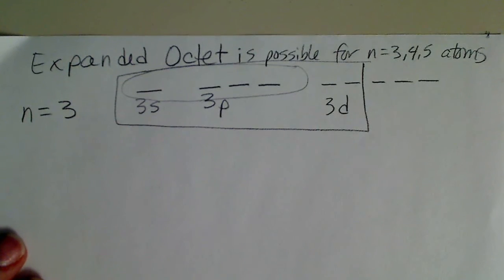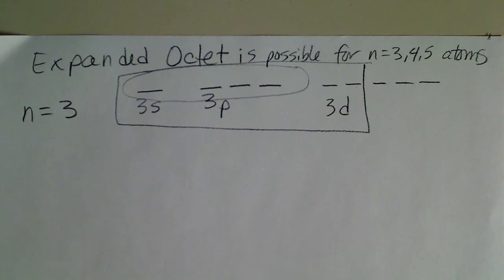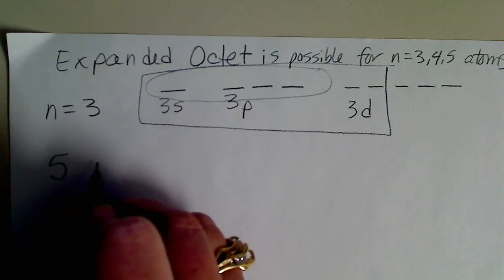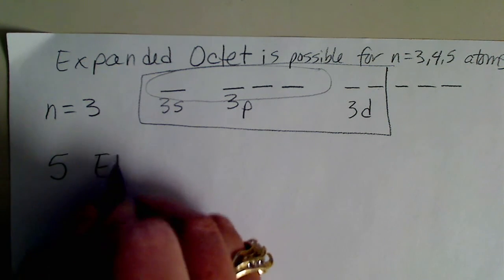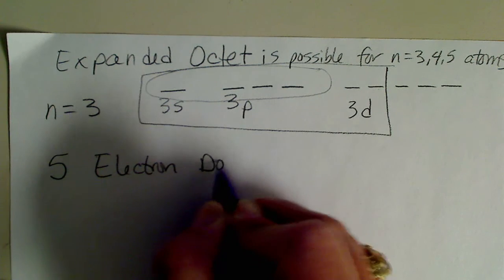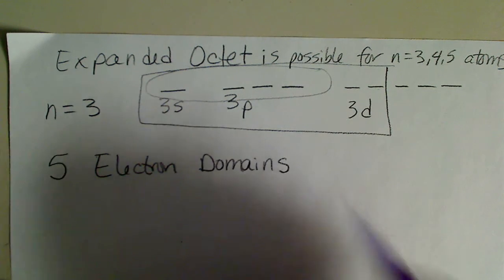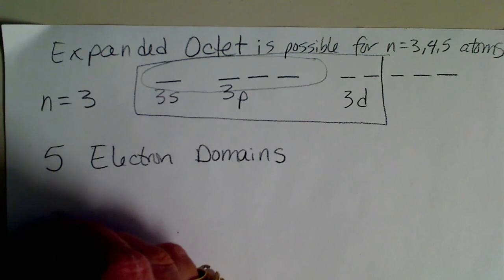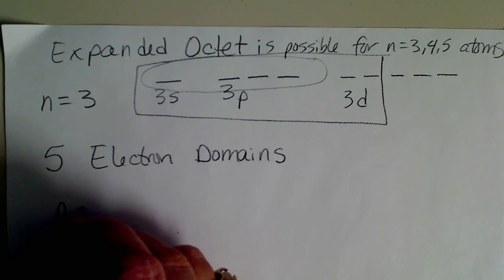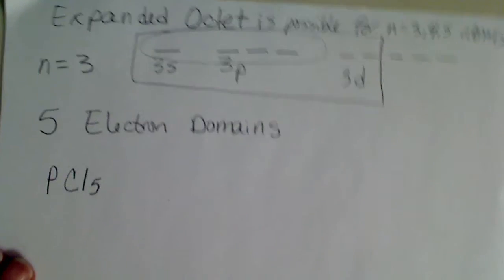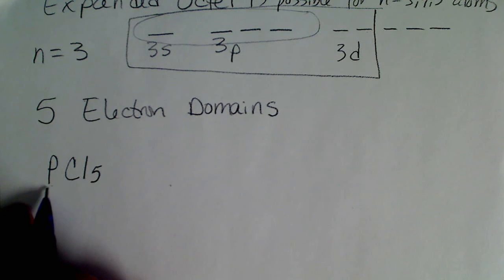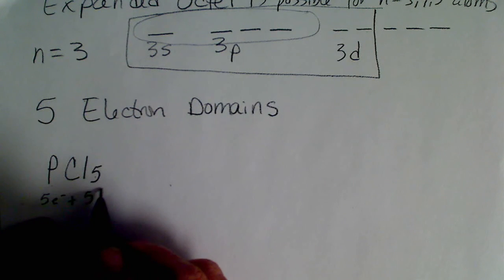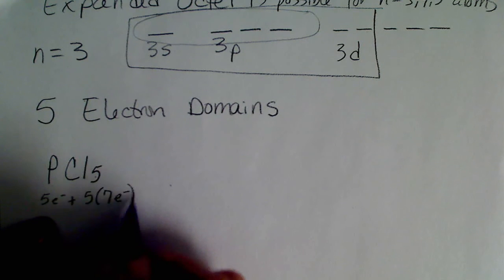Okay. So if we have 5 groups of electrons around a central atom, that would be 5 electron domains. So with 5 electron domains, if I look at PCl5, for example, phosphorus is under nitrogen, so it's got 5 electrons around it. There are 5 chlorines, and each chlorine has 7 electrons around it.